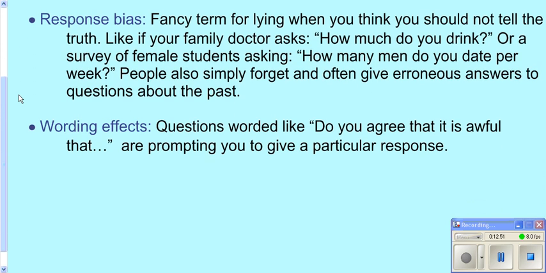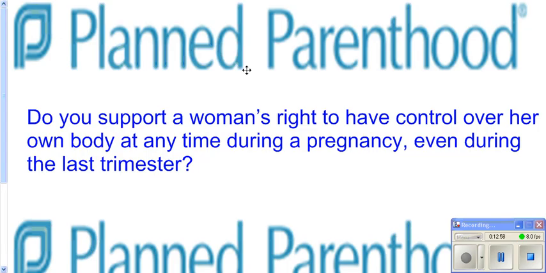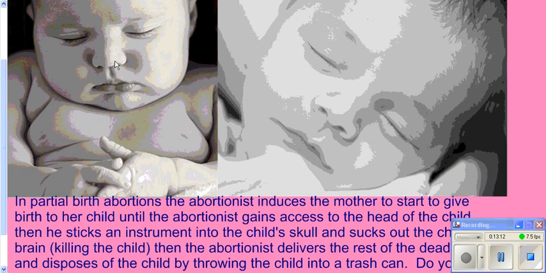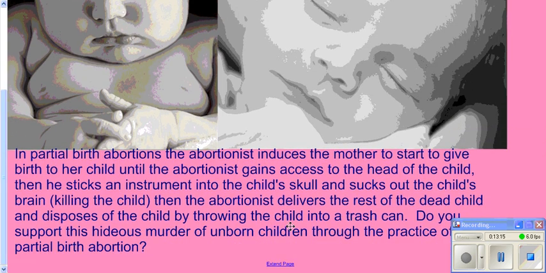Now, the way you phrase a question can also affect your response. So, consider this one here. Do you support a woman's right to have control over her own body at any time during the pregnancy, even during the last trimester? Here, we have this in the background, and now we have this question.